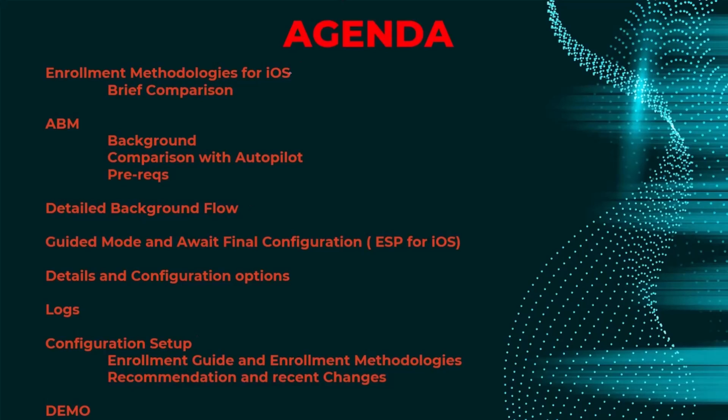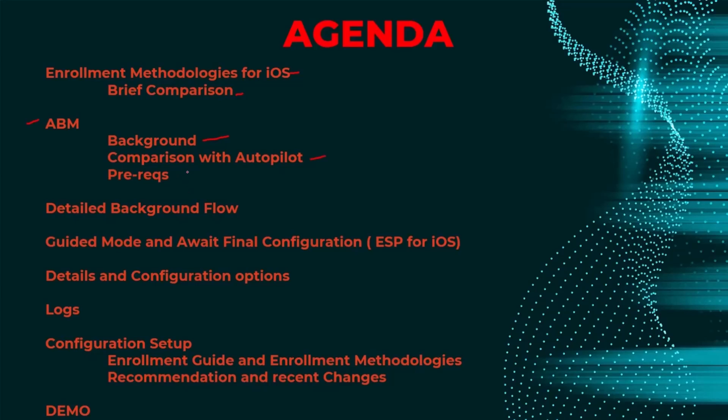First, we are going to talk about the different enrollment methodologies that we have for iOS. And we are going to do a brief comparison between the various modes of iOS device enrollment. Some of them are for personal devices, some of them are for corporate devices. Then we are going to talk about Apple Business Manager or Apple School Manager. We are going to talk about its background, what is it, why do we need it, how does it compare with Autopilot, which later on we'll see that it does the same thing for Windows device.